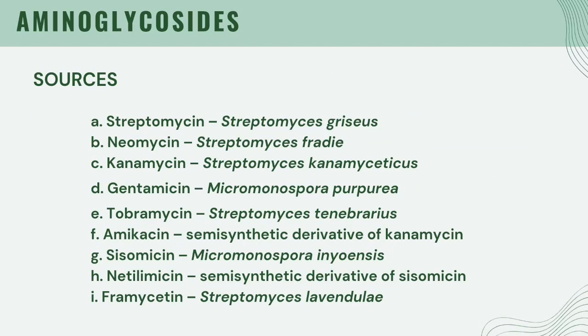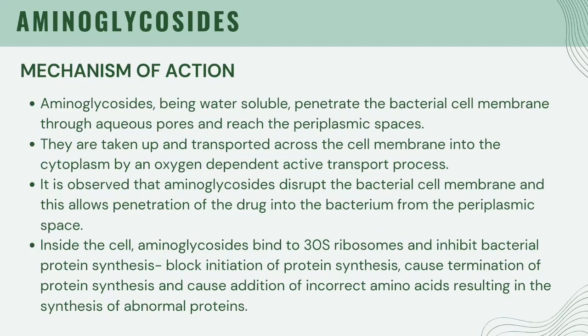Next are the sources of these aminoglycosides. Streptomycin from Streptomyces griseus, neomycin from Streptomyces fradiae, kanamycin from Streptomyces kanamyceticus, gentamicin from Micromonospora purpurea, tobramycin from Streptomyces tenebrarius, amikacin from a semisynthetic derivative of kanamycin, sisomicin from Micromonospora inyoensis, netilmicin from a semisynthetic derivative of sisomicin, and framycetin from Streptomyces lavendulae. Next is the mechanism of action of aminoglycosides.